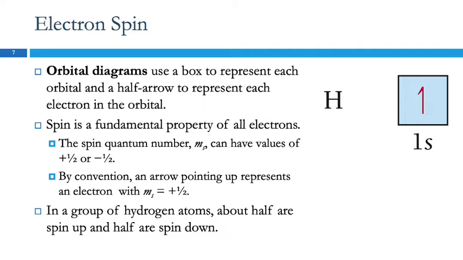So there are electron configurations and there are orbital diagrams. And as the name suggests, a diagram is more like a picture, right? So for hydrogen, the electron configuration is 1s1. This is the orbital diagram. So it's going to represent each orbital as a box, and it's going to represent the electrons as half arrows.